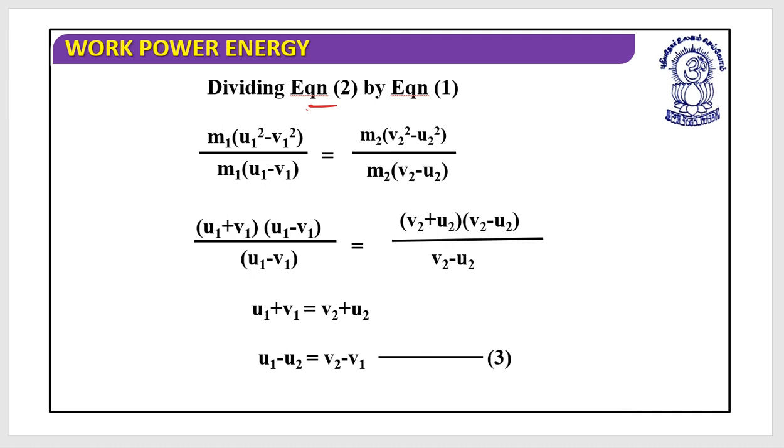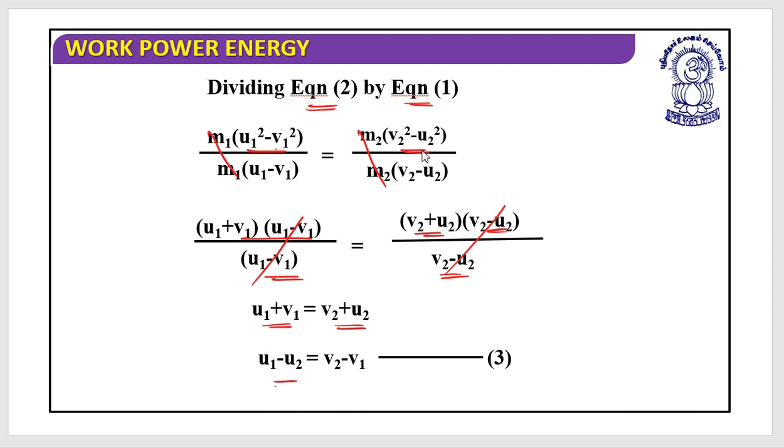So let's divide equation 2 by equation 1. What I have is m1 into (u1 square minus v1 square) over m1 into (u1 minus v1) equals m2 into (v2 square minus u2 square) over m2 into (v2 minus u2). The masses cancel out, and let's factorize this. The left side factorizes as (u1 plus v1) into (u1 minus v1) divided by (u1 minus v1), and the right side factorizes as (v2 plus u2) into (v2 minus u2) divided by (v2 minus u2). So these can be cancelled out, and we have the relation that u1 plus v1 is equal to v2 plus u2.